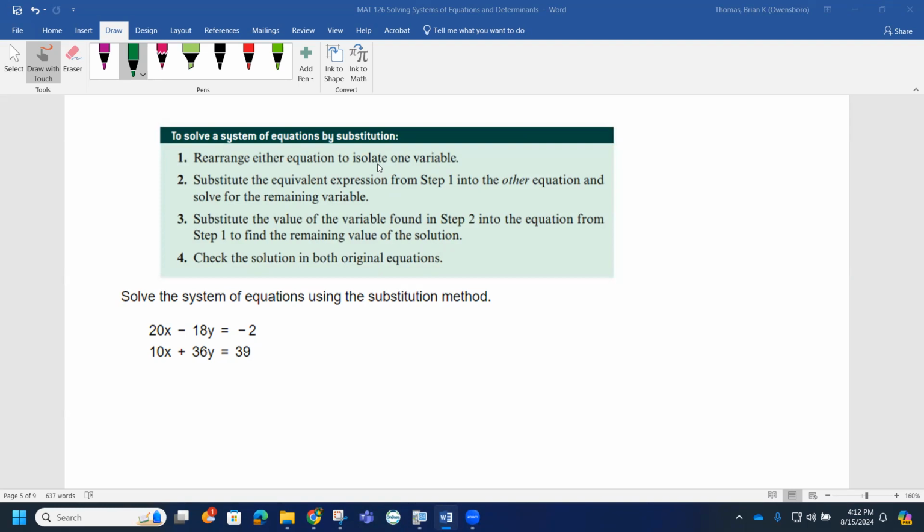Looking at this, I really think they're both kind of hard to deal with. I'm just going to go ahead and choose the first one and solve for x. So I'm going to have this 20x minus this 18y equals this -2. One of the reasons I did that is because when I move this negative over, it's going to become a positive. So 20x is going to equal 18y minus 2.